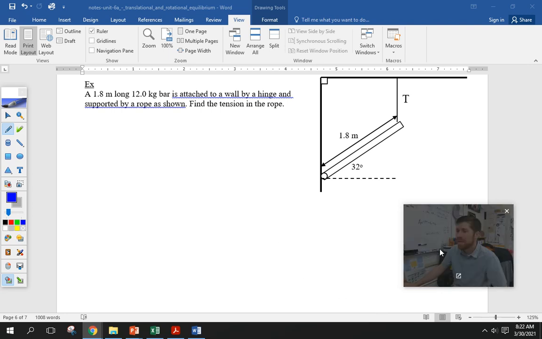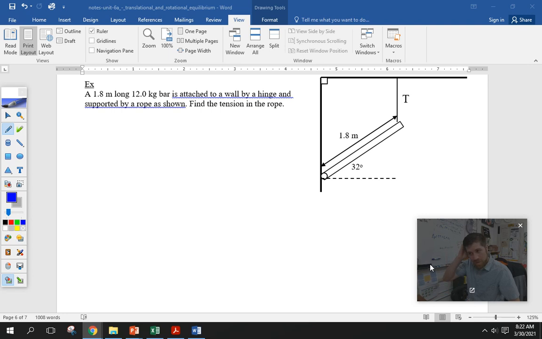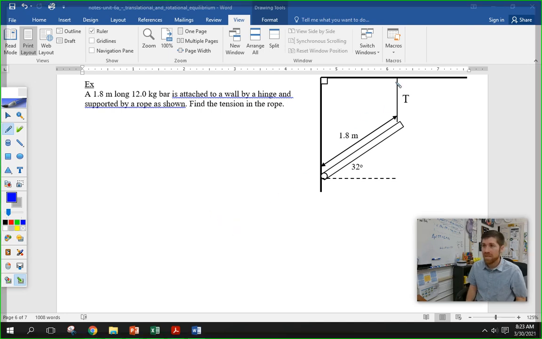So if we think about this example, if you're here, it means you've either wanted to watch it before you started the practice or you've started practicing and you just realize you don't know what's happening. So we have a 1.8 meter long bar and it's attached to a wall by a hinge and supported by rope as shown. The reason this is a bit odd is because when we resolve our force vectors into components, we're going to see that this tension can be broken into two components.